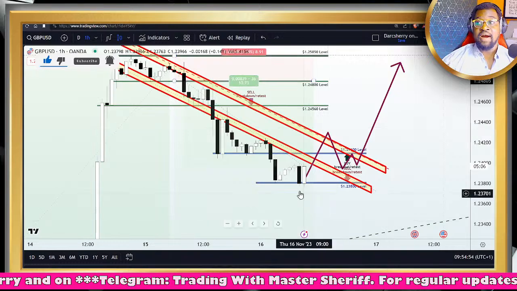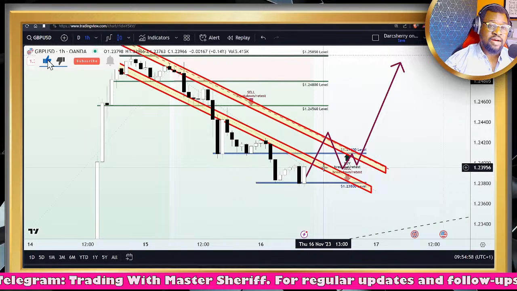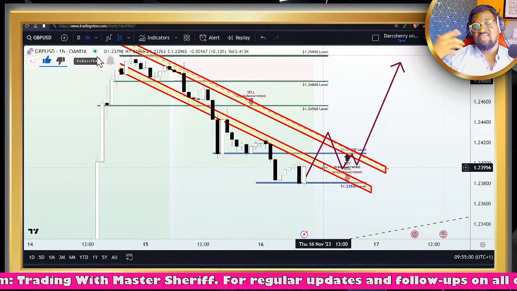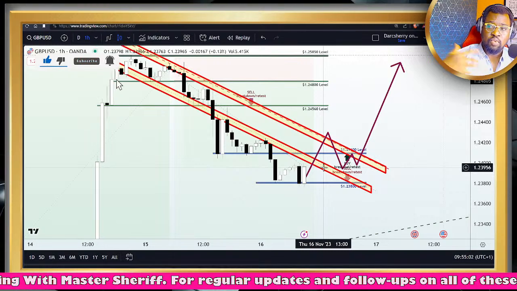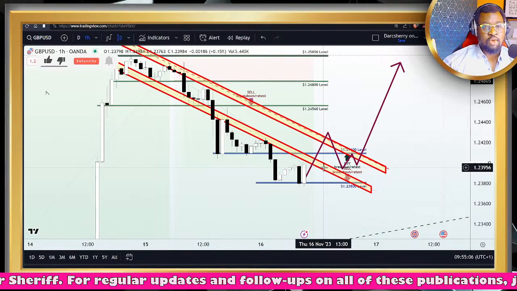Personally, I have a buy stop order above the 1.241, and for those of us who have been part of the profitable journey so far this week, you can afford to place your buy stop order with the hopes that price will reverse from this area. So let's see how price will react.